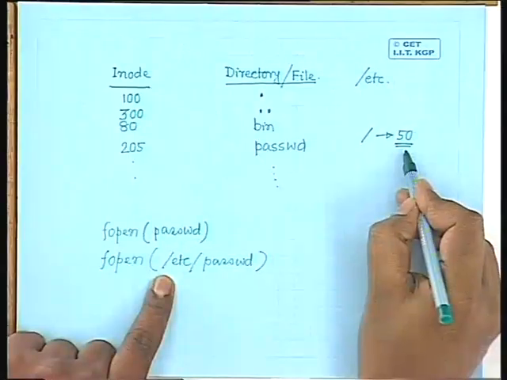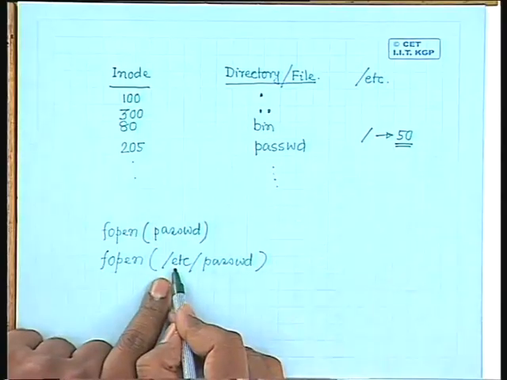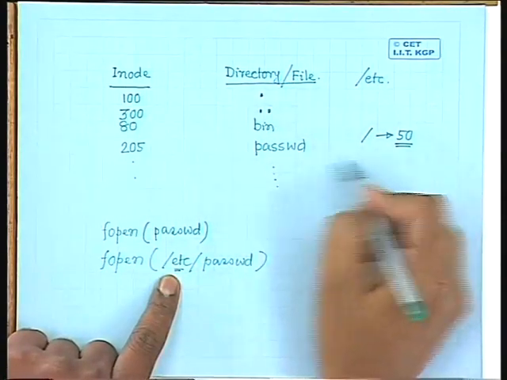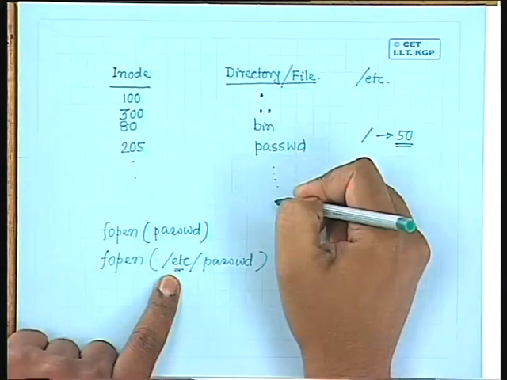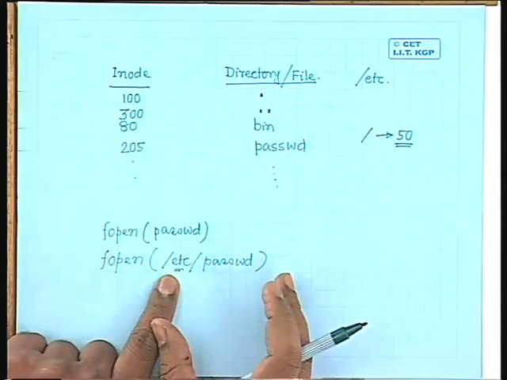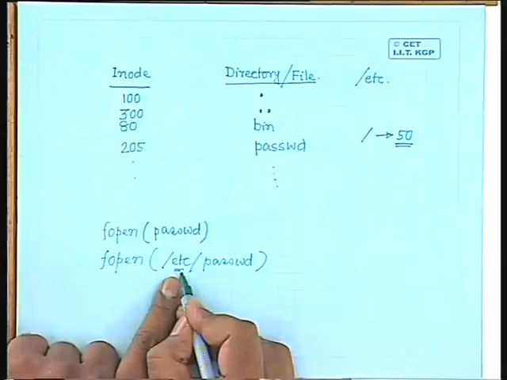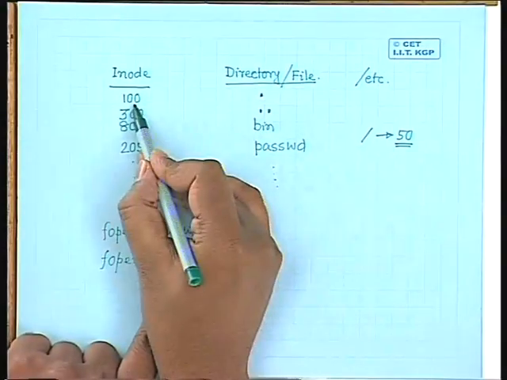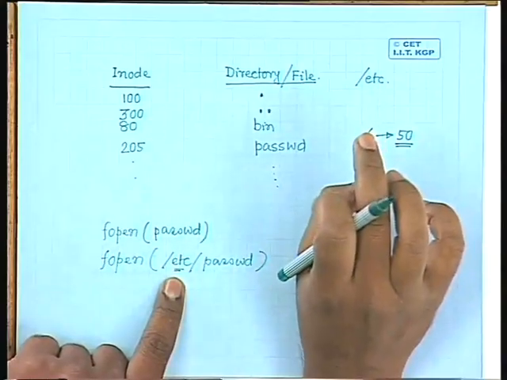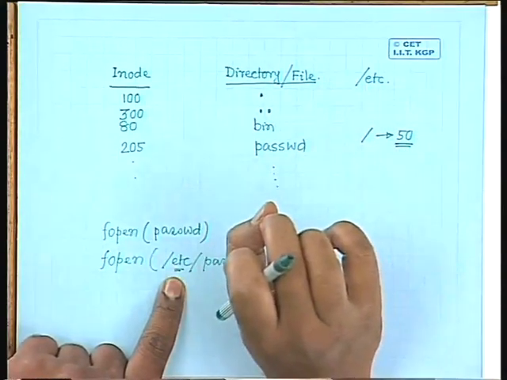So if you have the search permission, then the next component is etc. I have to check that directory. So this root directory will have some listing like this. I have to search for this component etc in that listing. Once I get an entry for etc, I have to take out the inode number of that. In this case the inode number of etc is 100. So I have to get inode number 100, again read it from the disk, and put that into main memory.